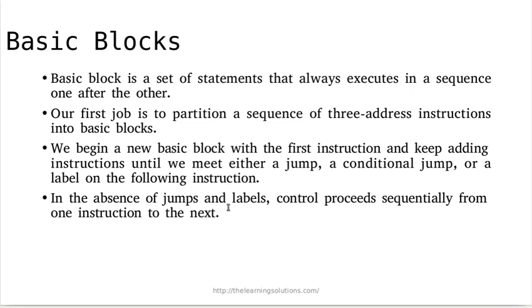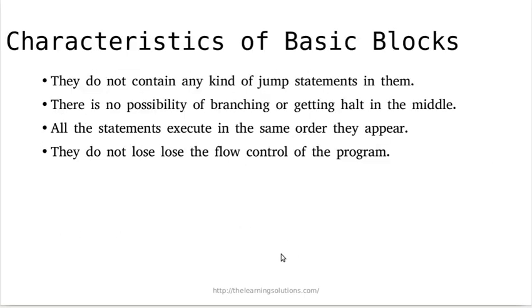In the absence of jumps and labels, the control proceeds sequentially from one instruction to the next. When we do not have any jump instruction, any goto or label included in the 3 address code, the control will start from the first instruction and end at the last instruction. In that case we will have only one block of that 3 address code.